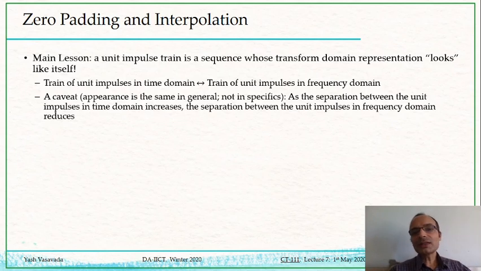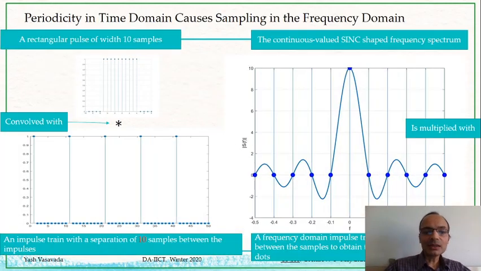Specifically, if you have a train of impulses in the time domain, its Fourier transform in frequency domain is also a train of impulses, and vice versa. Now, there is a subtlety here that we should keep in mind, that although they appear the same, the details are different. Specifically, if the separation between the impulses in one domain increases, in the other domain the separation reduces. That is what we saw in the previous two examples. For example, over here the separation was smaller.